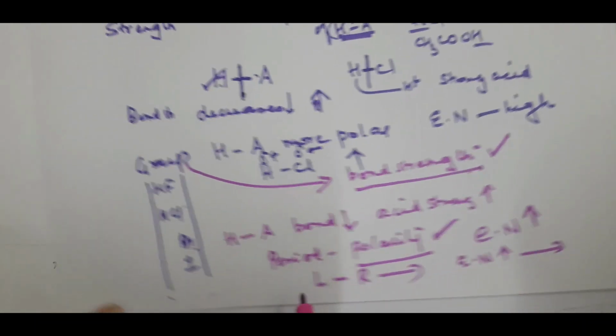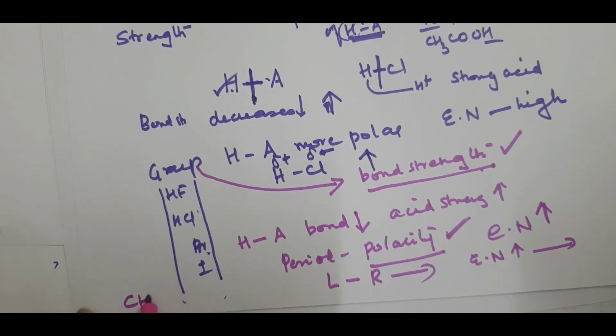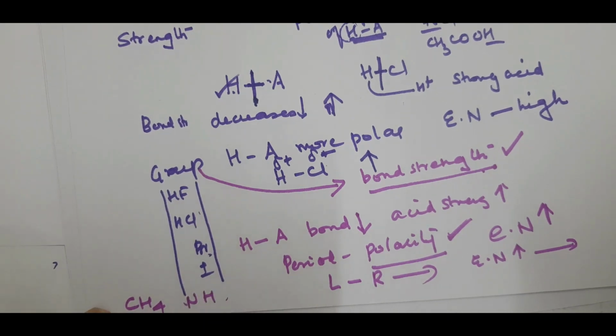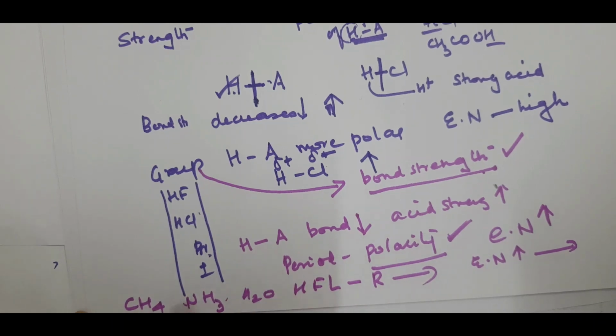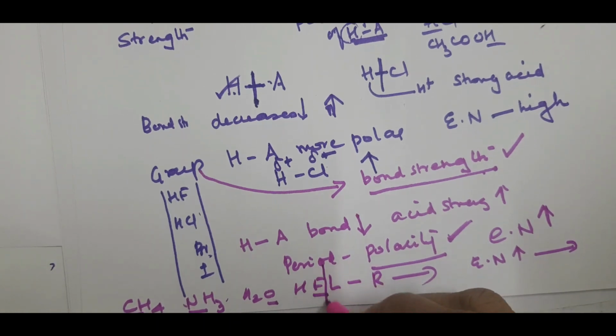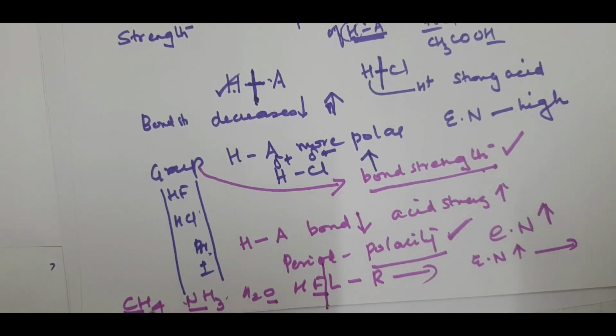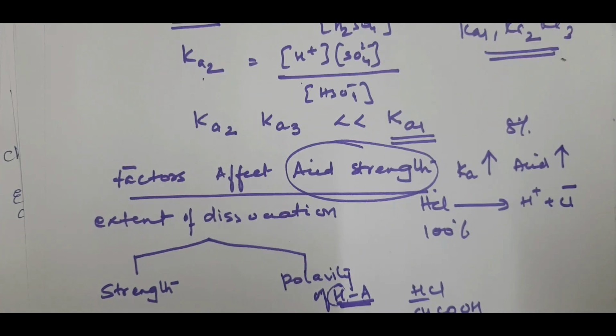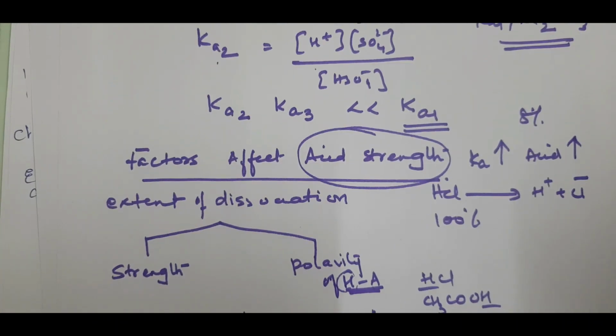So, if you consider, for example, I will write it here, compounds like CH4, NH3, H2O and HF. So, period means carbon, nitrogen, oxygen and fluorine. In this case, what happens? The acid strength increases. That is, HF is more acidic than methane. Why? Because here the polarity is increased in HF, or the electronegativity is increased in HF. So, these are the two factors which affect the acidic strength.